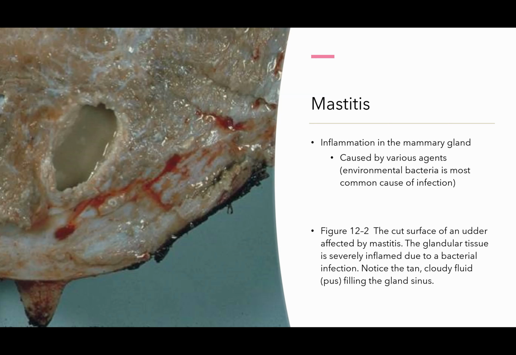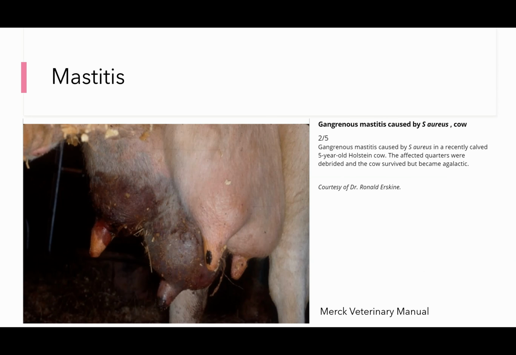This picture shows a cut surface of the udder, and it's affected by mastitis. So here in the middle you can see the pus and an infection, as well as this is just a very unhealthy section of mammary tissue. Mastitis can also get so bad that it causes gangrene. And this one is caused by Staph aureus. But again, you can see the necrotic tissue on the outside. This cow would not be able to milk. If it could milk, you would not want the milk that comes out of it because it'd be riddled with bacteria.